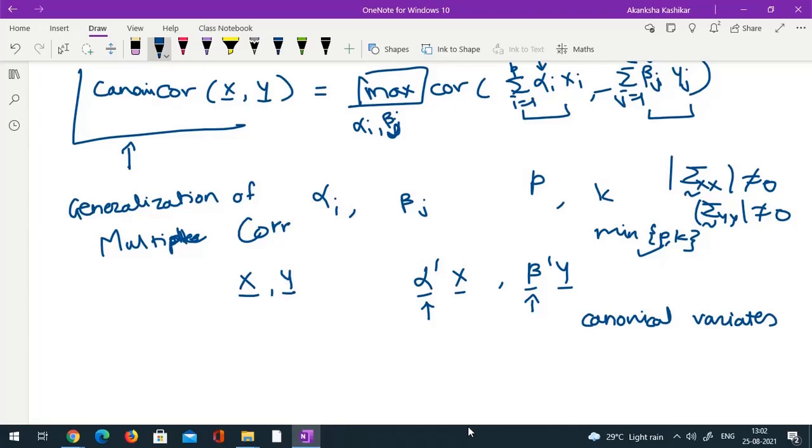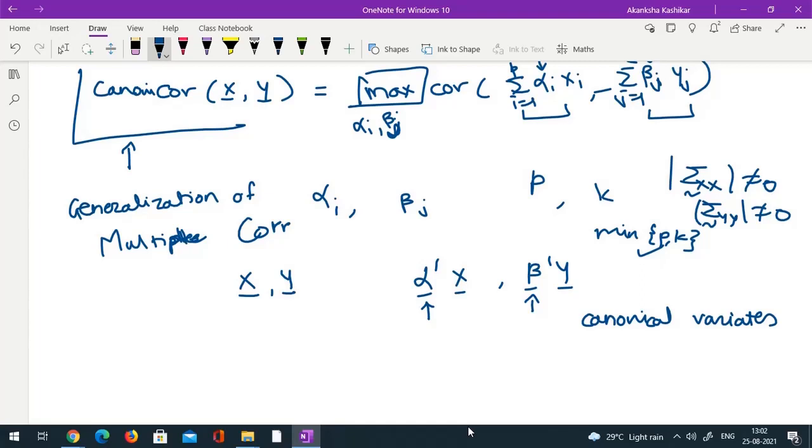And canonical correlation is a generalization of multiple correlation. In fact, in the canonical correlation coefficient, if you choose one of the vectors to be unidimensional, meaning a scalar, then what you get is exactly the same as multiple correlation. Is it okay?